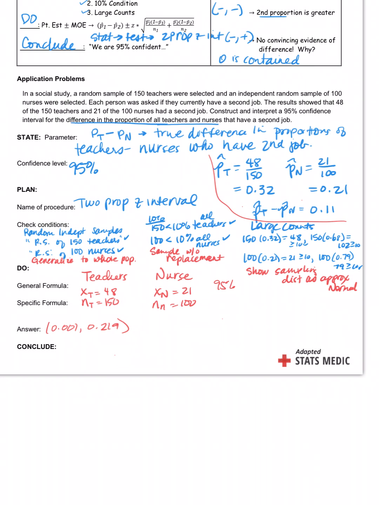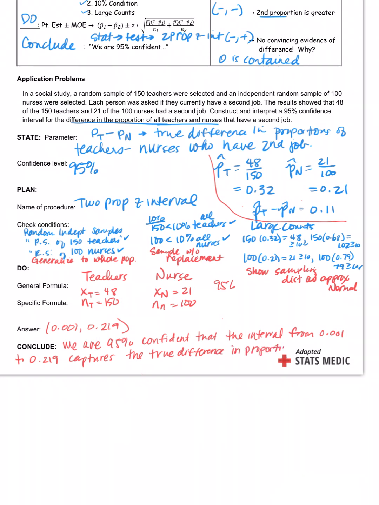So then we do our conclusion, just like we've done before. We are 95% confident that the interval from 0.001 to 0.219 captures the true difference in proportions of teachers and nurses who have a second job. Okay, so very similar to what we've done before. It's just a little more tedious when you deal with two samples, but the calculator does help a lot. All right, good luck, and we'll see how you're doing in class.